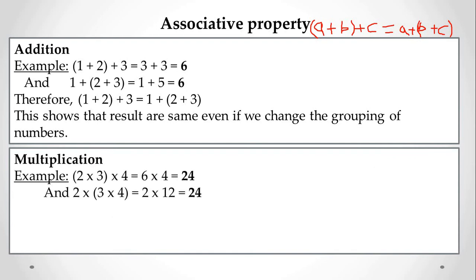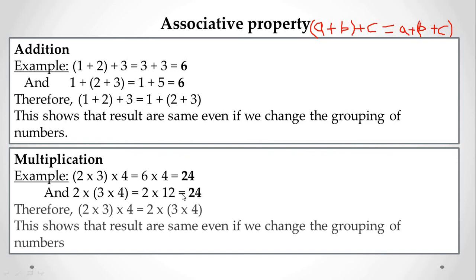Next, multiplication also. If you write (2 into 3) into 4, we will solve the bracket first. 2 into 3 is 6, 6 into 4 is 24. For 2 into (3 into 4), we will solve the bracket first. 4 into 3 is 12, 12 into 2 is 24. So both are the same. So it shows that multiplication also belongs to the associative property.